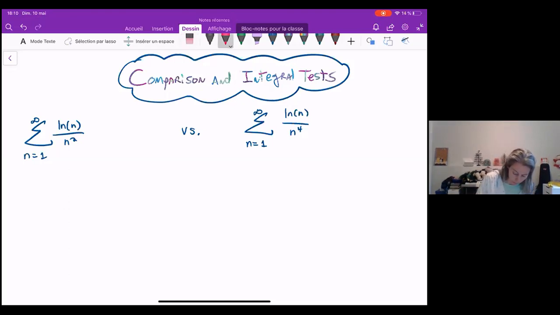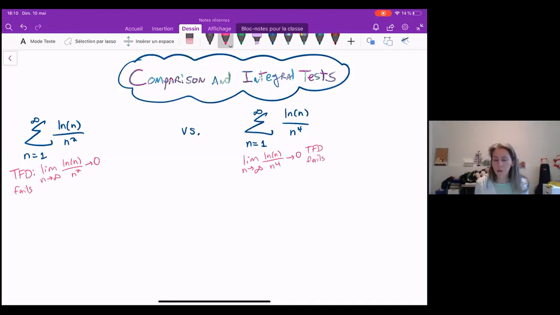The test for divergence in both of these: the limit as n approaches infinity of ln n over n squared is going to 0, and the limit as n goes to infinity of ln n over n to the fourth is also going to 0. So in both cases, the test for divergence fails. The reason is that ln n grows quite slowly. It grows more slowly than n to the fourth or n squared, or really any positive power. We could also do L'Hopital's rule to see this. I think we'd only have to do it one time for each. So the test for divergence fails.